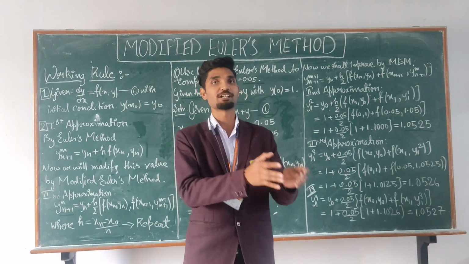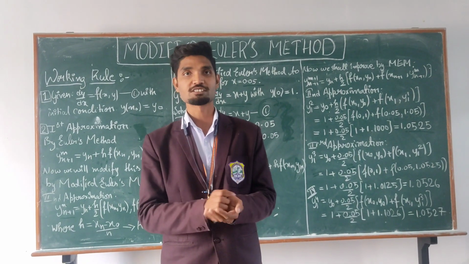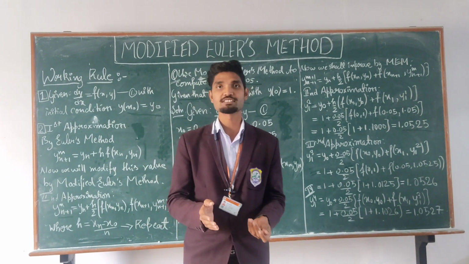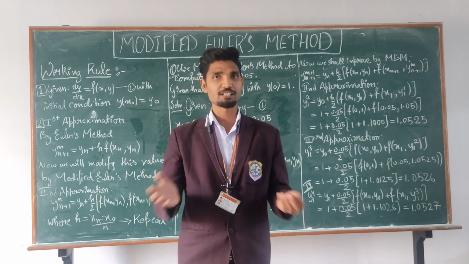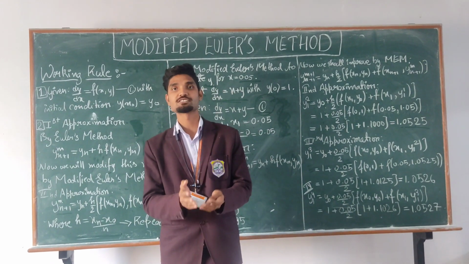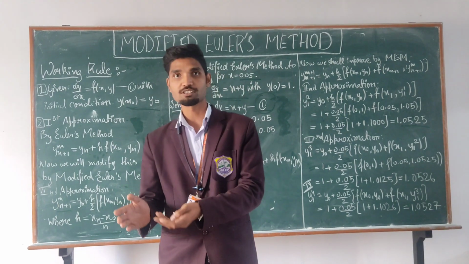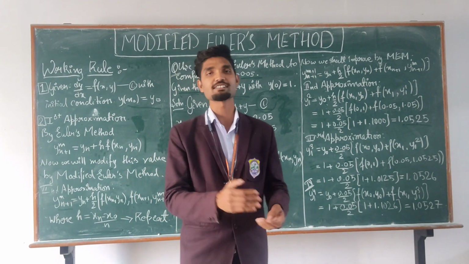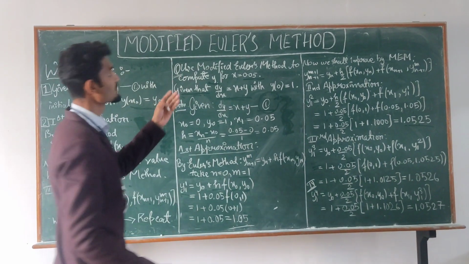Before moving on to the main topic, let us first discuss what an ordinary differential equation is. An ordinary differential equation is a differential equation which involves only one independent variable. There are several methods to solve ordinary differential equations: Euler's method, modified Euler's method, Runge-Kutta method of fourth order, Runge-Kutta method of second order, and so on. In this video we are going to discuss the modified Euler's method.